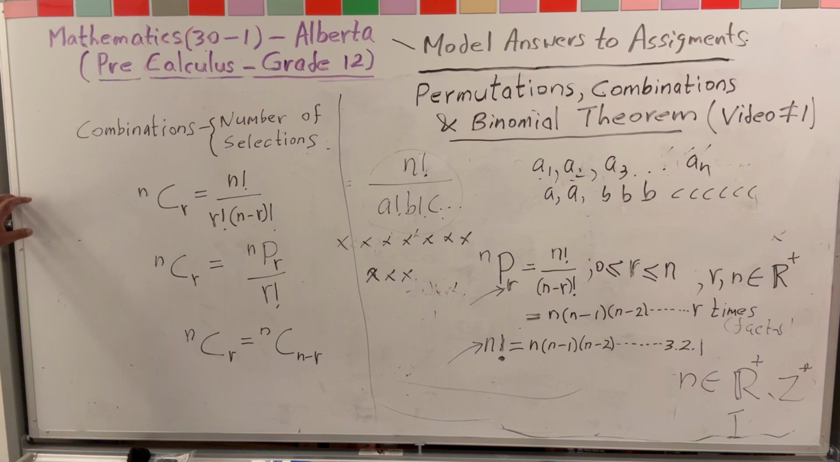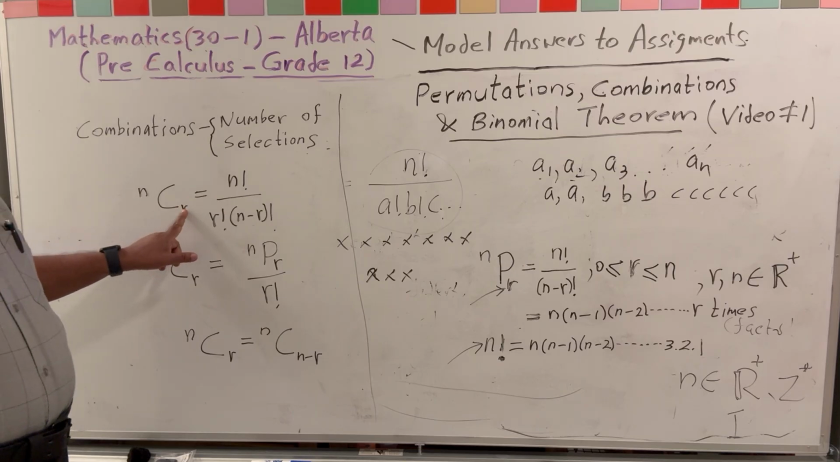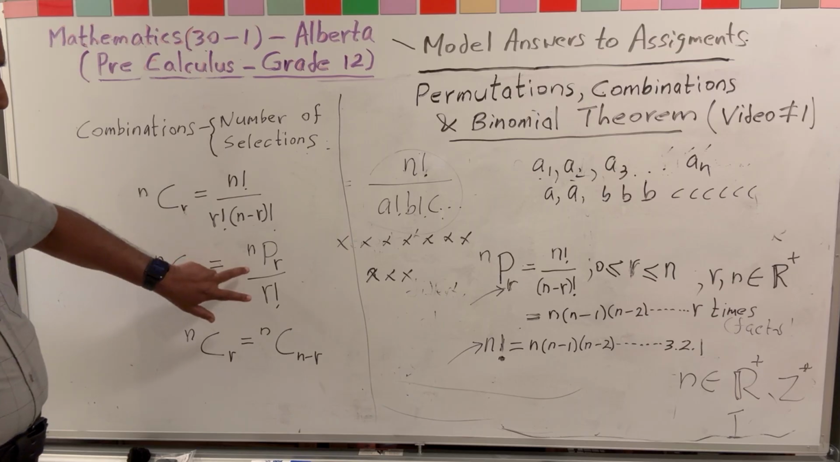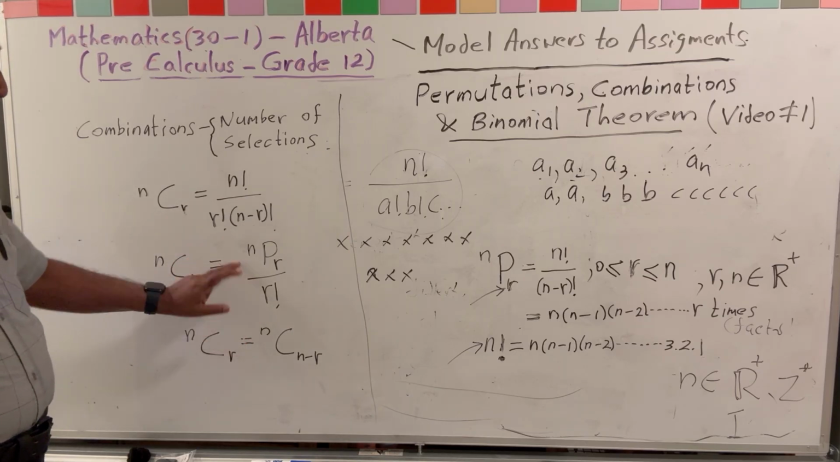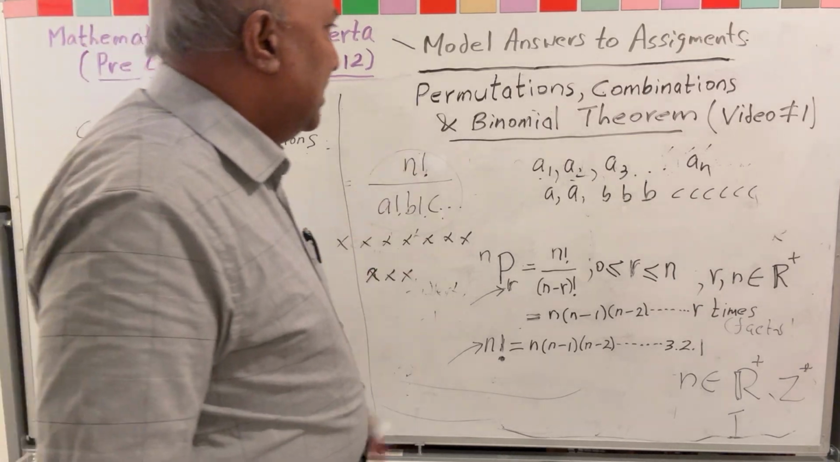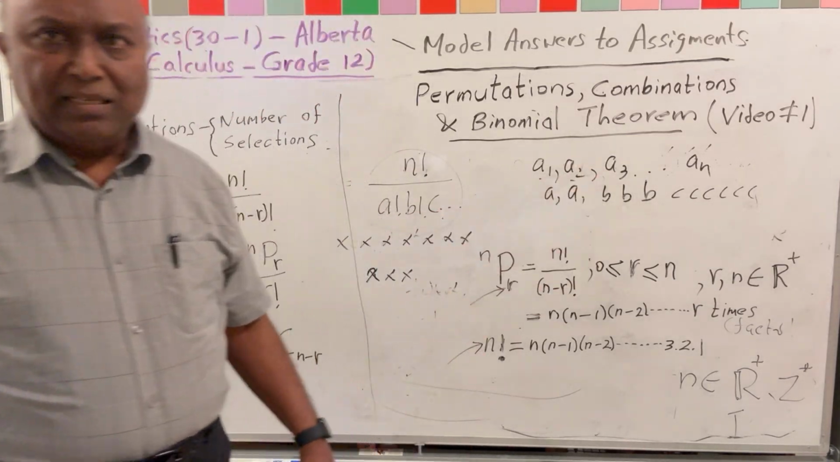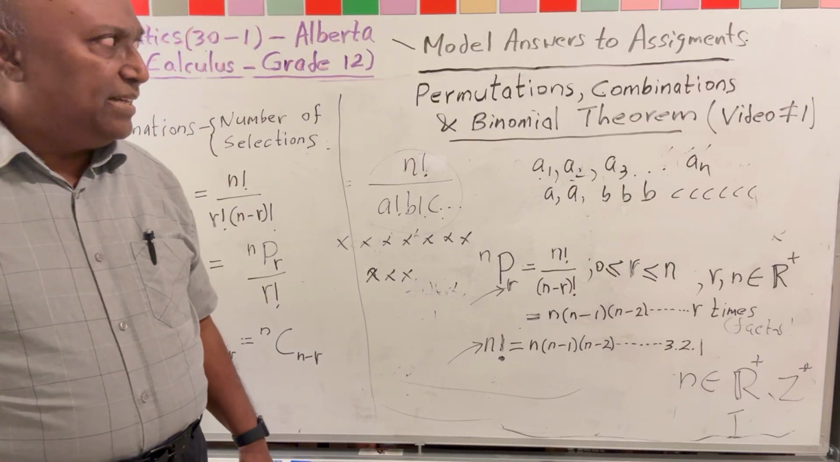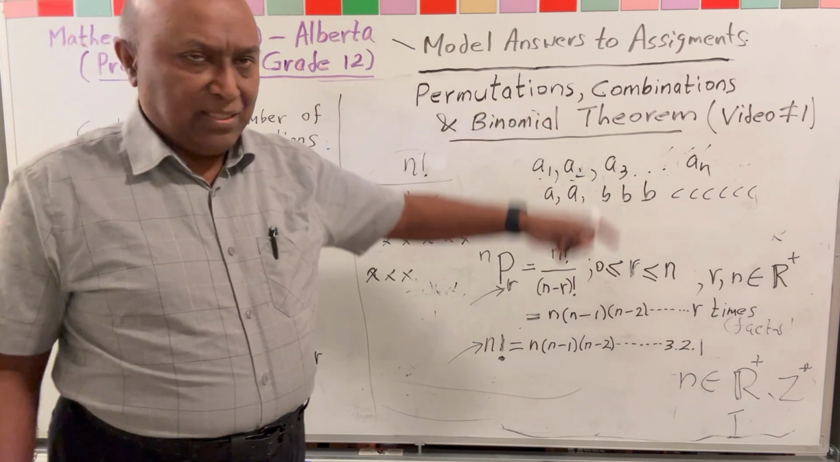These are the formulas to find combination. This is the number of combinations selecting r items out of n. This is a formula. These are another two kinds of formula. You will learn this later. These are the concepts and formulas related to permutation and combination.